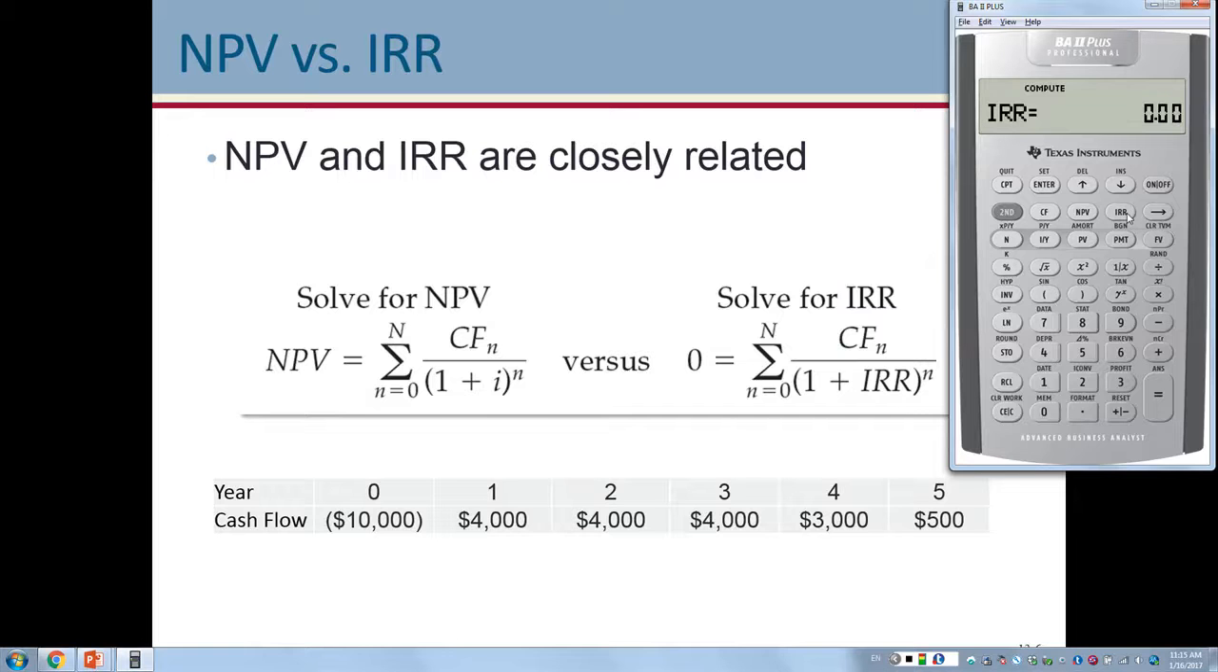So we go here and we click on IRR. Note that our cash flows are already in the calculator. If for some reason we have a different problem, we will need to change our cash flows. So we have cash flow right here, IRR, we hit compute. Boom, there you go, right? 20.39%.